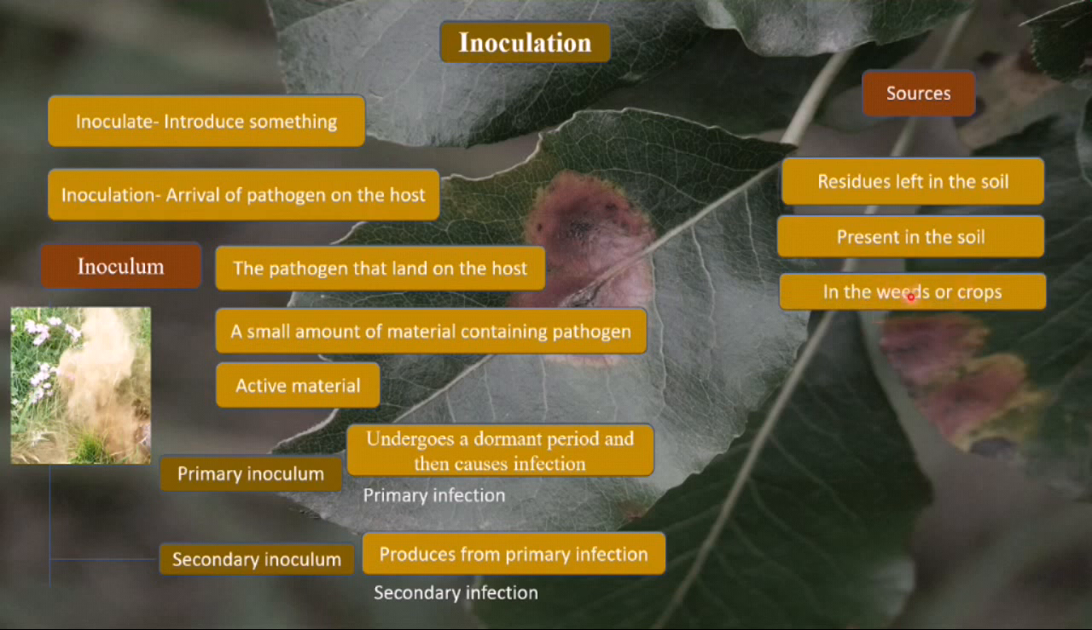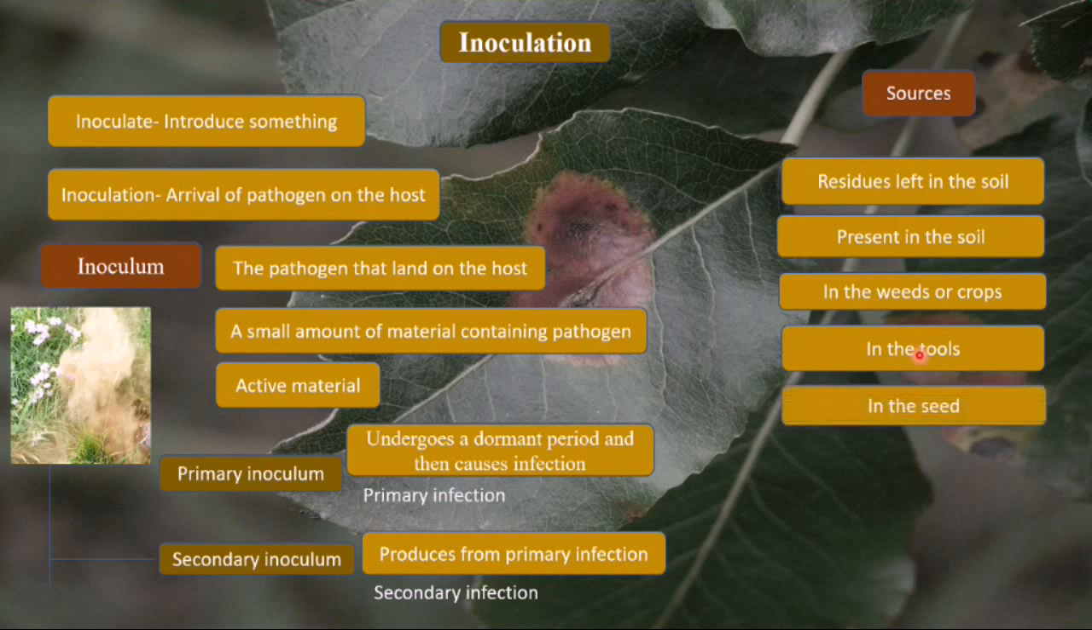Similarly, it could be present in the weeds or crops itself, in some of the debris of the crops, or in the weeds, whatever unwanted plant is present, the spores might be present on the weeds, that is unwanted plants also. It could get attached to farming equipment tools and that could be a source of inoculum.